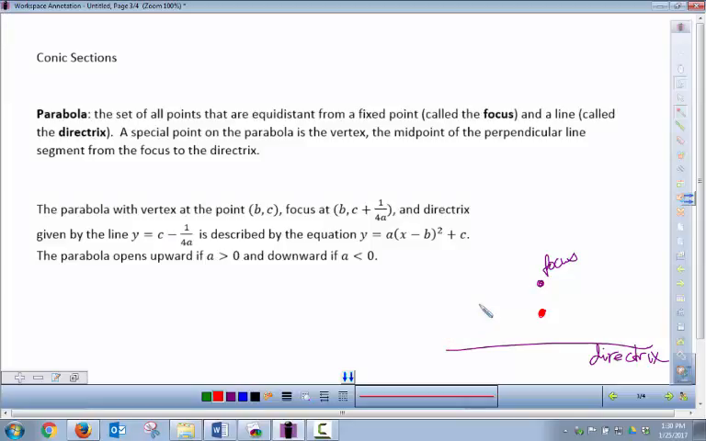Are you guys taking notes in pen? I just erased it.